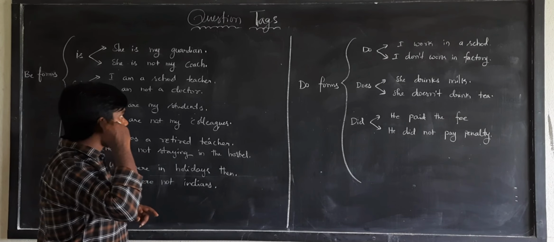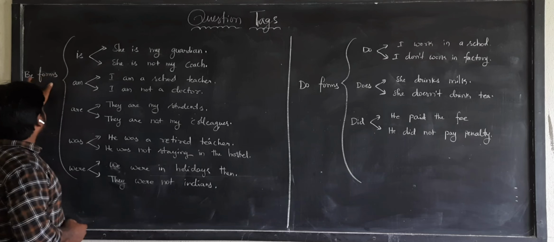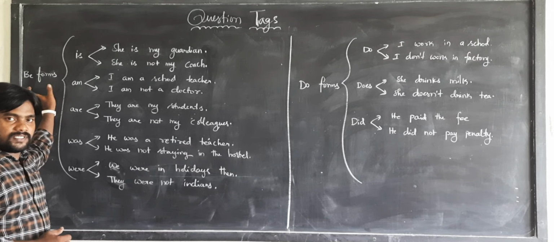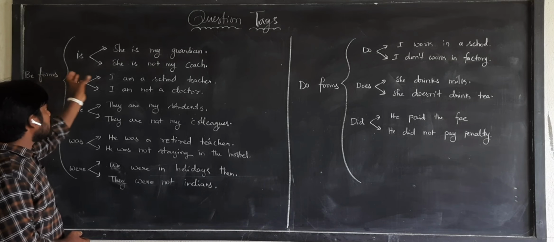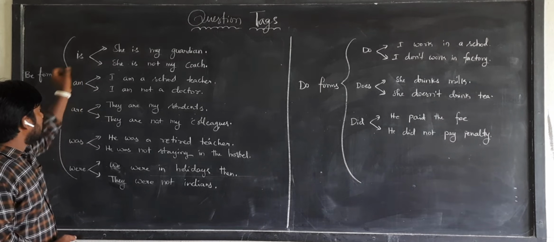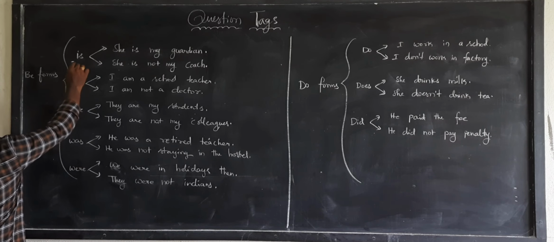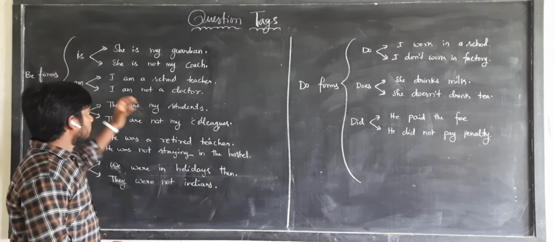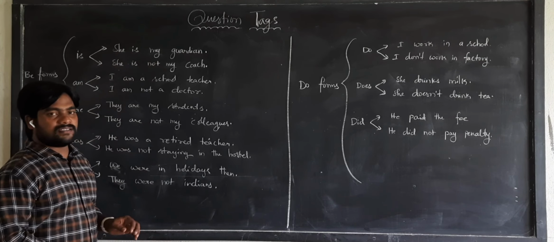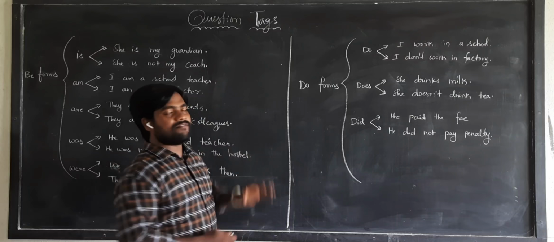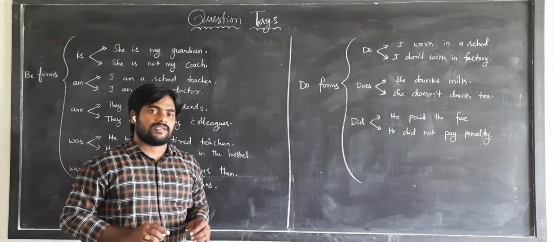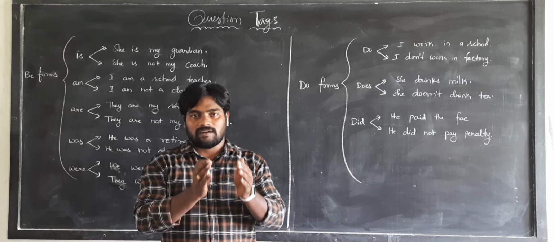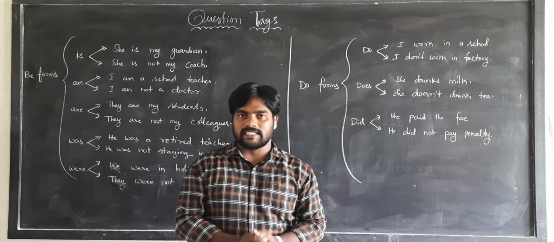See the examples. These are the be forms we say, and that means all continuous forms, like be forms. What are there in be forms? Is, am, are, was, were. To all these things, the statement is given. To the statement, we have to ask a question. Very simple formula to change a statement to a question or question tag.